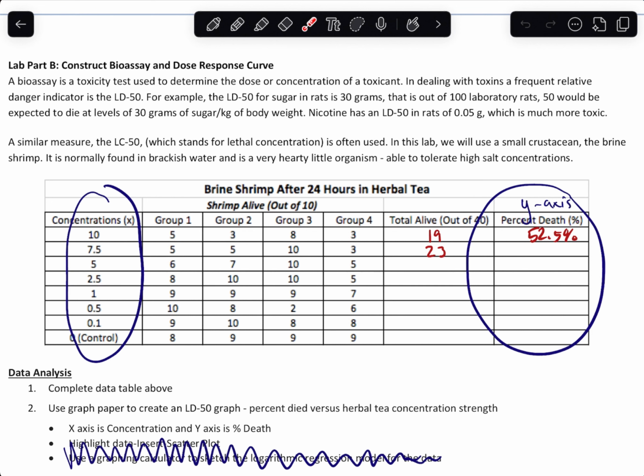And then what we want to do is just calculate the percent death. Since there are 40 shrimp here, like for example, this was 19 alive. So out of the 40, 19 survived the 10x concentration. So I would say that 21 of them died. Since 19 are alive out of 40, that means 21 died. So to figure out the percent death, I would just do 21 divided by 40. Same thing here. There's 23 alive. That means 17 died. So I do 17 divided by 40 to get the percent death.